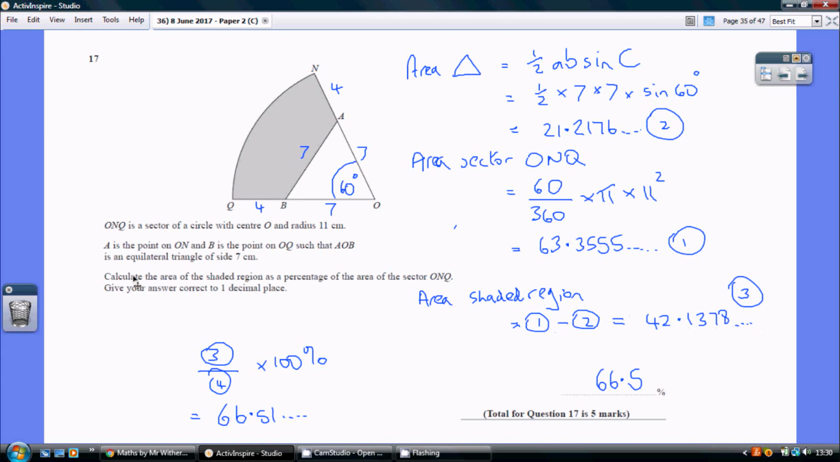Now we're being asked to calculate the area of the shaded region as a percentage of the area of the whole sector. So the area of the shaded region is 42.1378 dot dot dot. Divide that by the area of the whole sector, 63.3555 dot dot dot, times that by 100 to turn it into a percentage, and we get 66.51 dot dot dot. So to one decimal place, that is 66.5%. Yes, just thinking about it, up here when I said recurring, that may not be recurring, it's just dot dot dot. There are other decimals that follow.